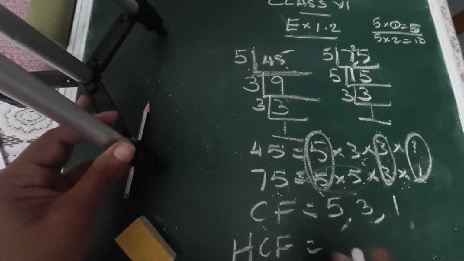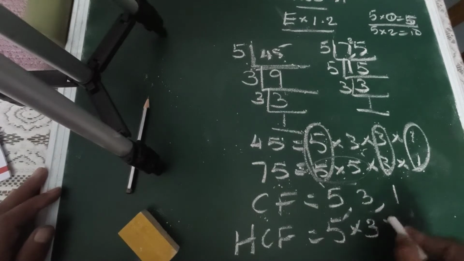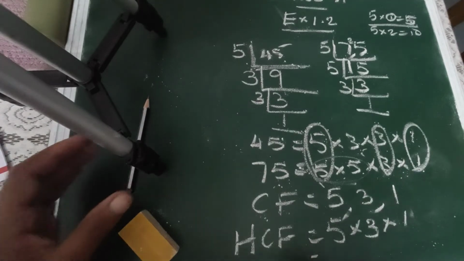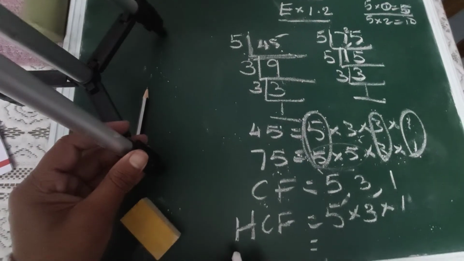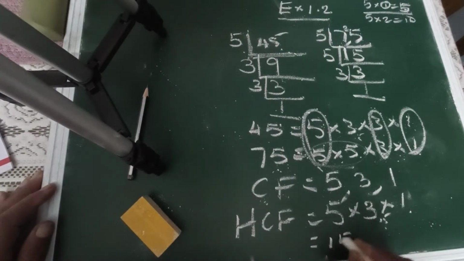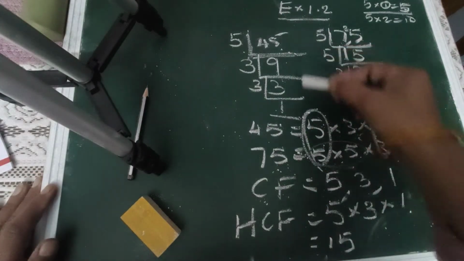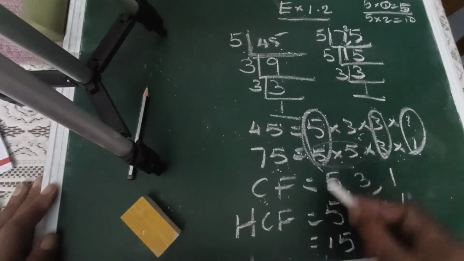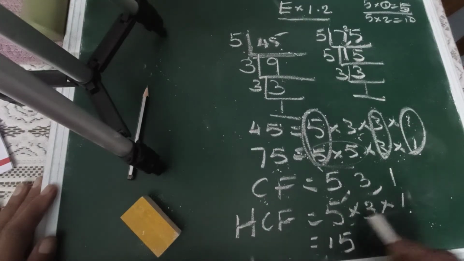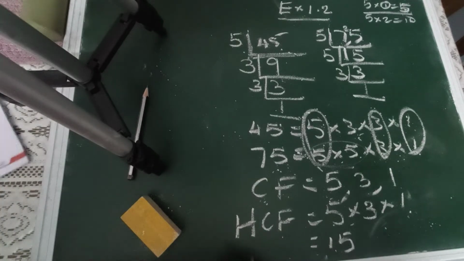What is HCF? Multiply the common factors. Which are the common factors now? 5 into 3 into 1. Multiply them. 5 3s are 15, 15 1s are 15. So 15 is the HCF of 45 and 75. So just do the prime factorization, pick up the common factors, multiply all the common factors, we get the highest common factor. Okay, we'll move on to the second question.